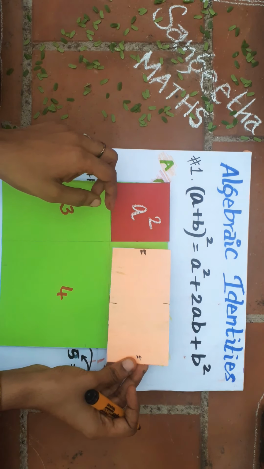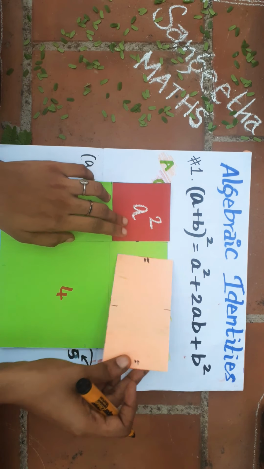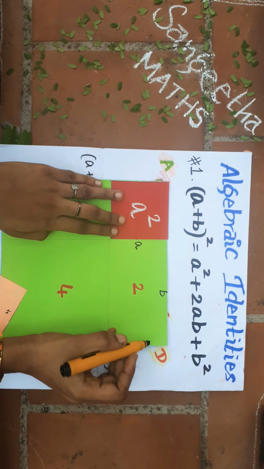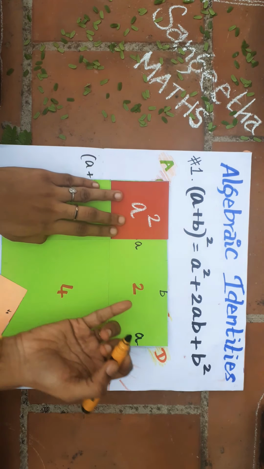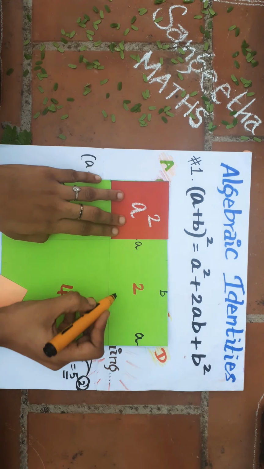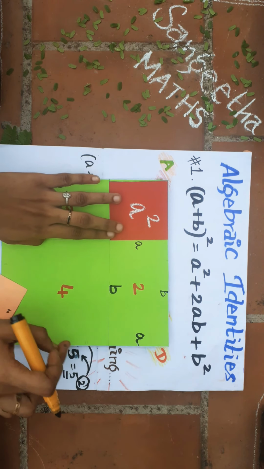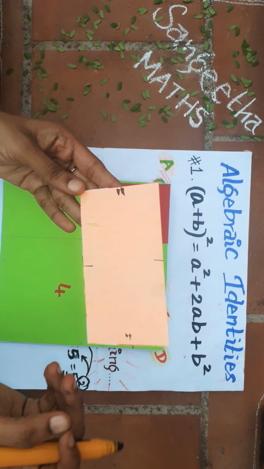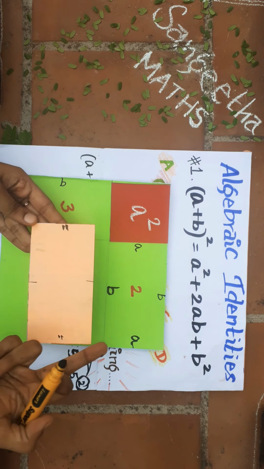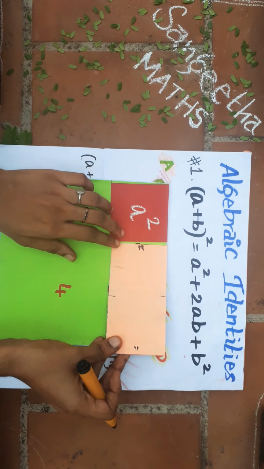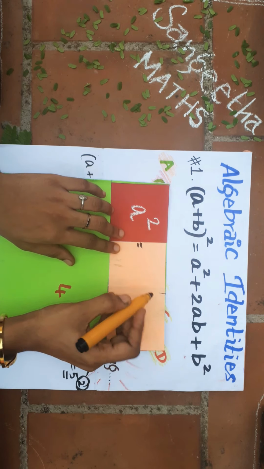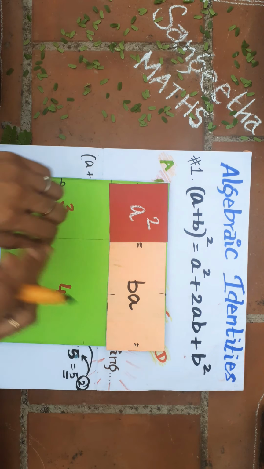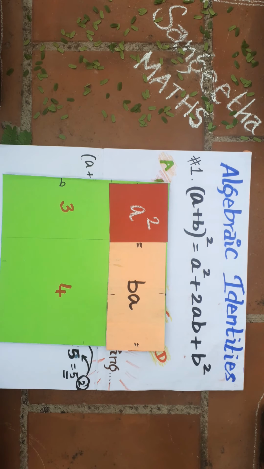So when I keep it over here, see it. This is A, so the opposite side will be the equal side, A. This side is B, so the opposite is B. What is the formula for the area of a rectangle? It is length into breadth. Here the length is B, breadth is A. So this area is BA. BA or AB, it is the same.